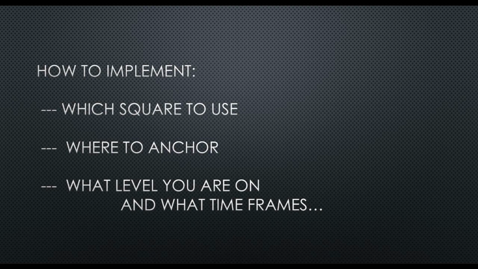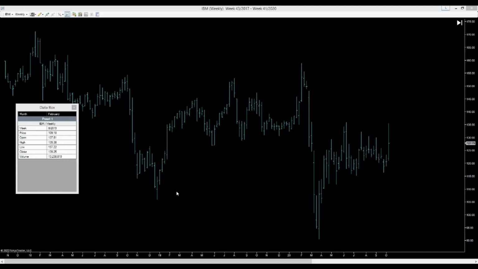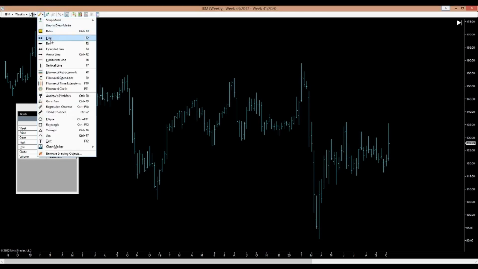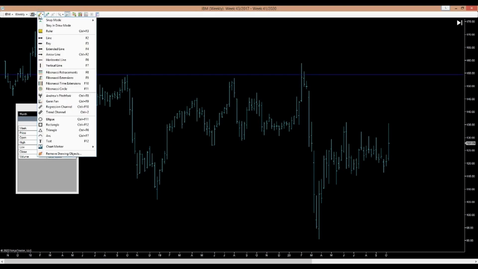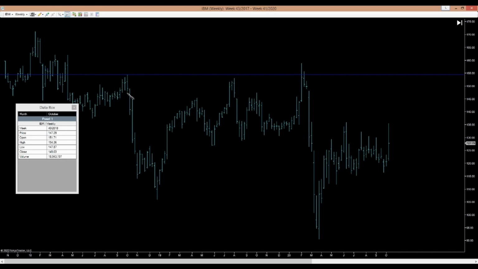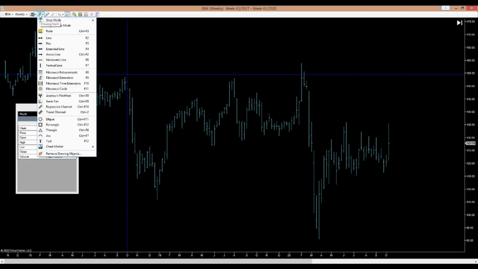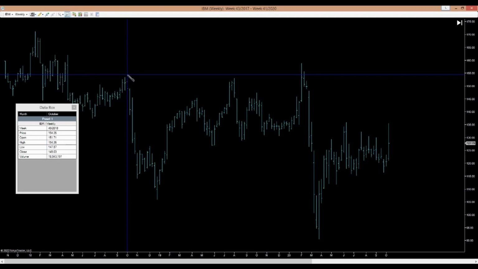Keep in mind, I keep saying on this level. You're looking at a weekly of IBM here. What we need to do is put on our artificial square so you can kind of visually see this. Vertical line. This is our high here. We're going to go from this high down to this low. So on our square, that's essentially what we would have.